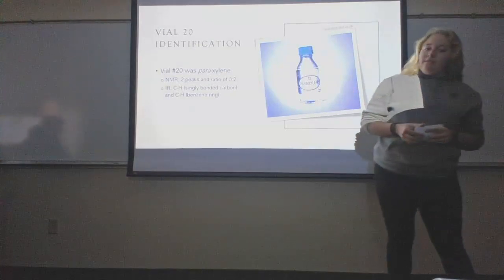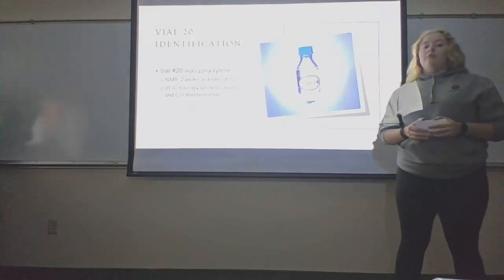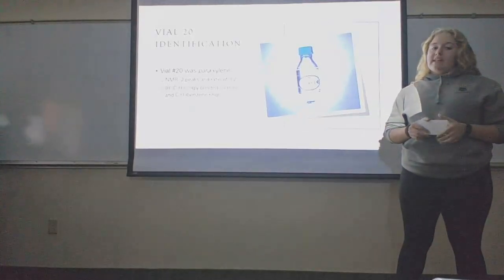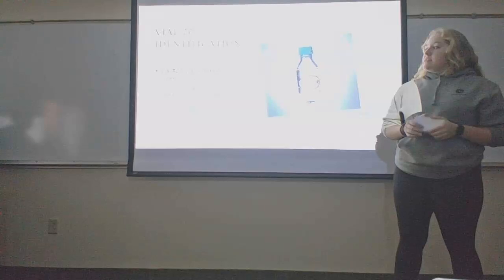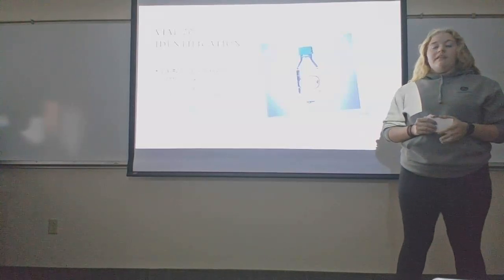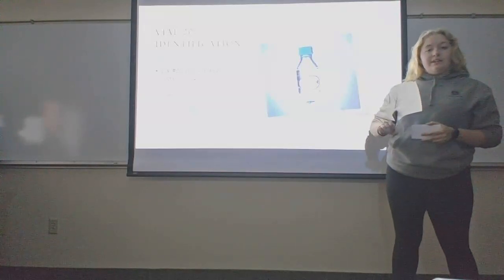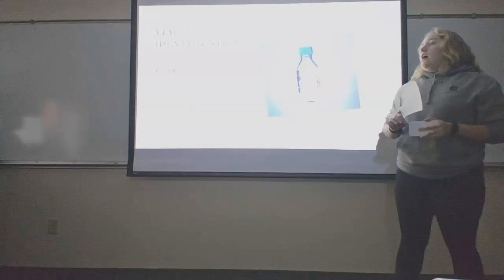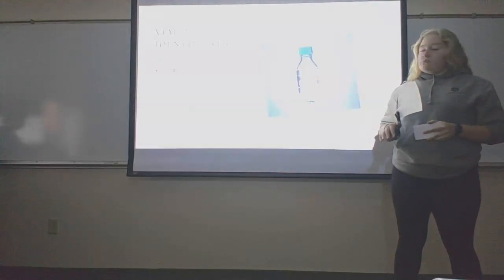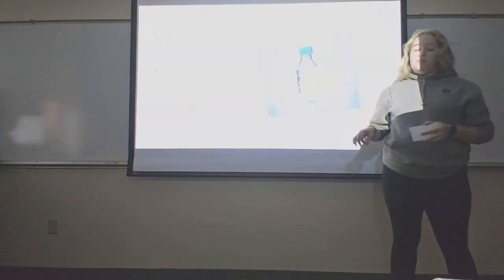Vial 20 identification. After evaluating the graphs and the tables, we found that vial 20 was paraxylene. This is because, based on the NMR, there were 2 peaks and a ratio of 2 to 3. And the only one that matched that on our original pre-lab charts was the paraxylene, so that was the only one that could be. Further validation of this was the IR chart, in which there was a singly bonded carbon and a CH benzene ring.